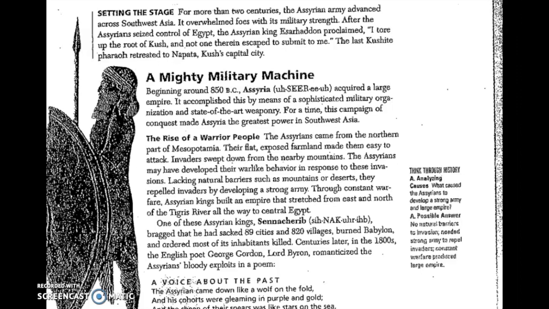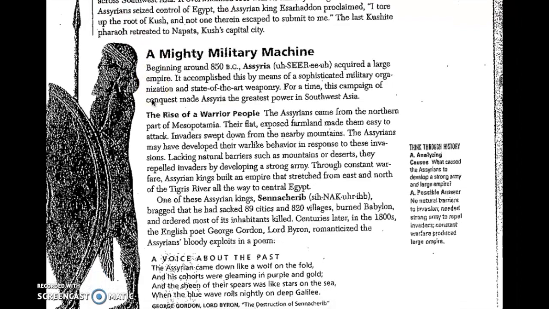A mighty military machine. Beginning around 1850 BC, Assyria acquired a large empire. It accomplished this by means of a sophisticated military organization and state-of-the-art weaponry. For a time, this campaign of conquest made Assyria the greatest power in Southwest Asia. The rise of warrior people.